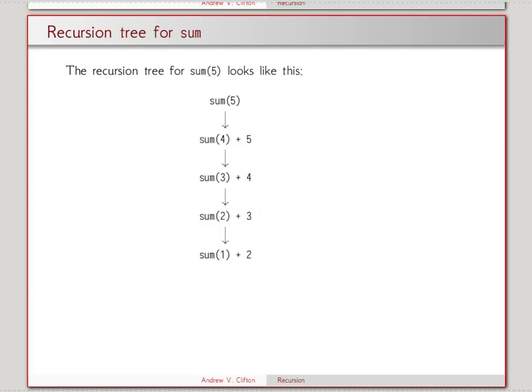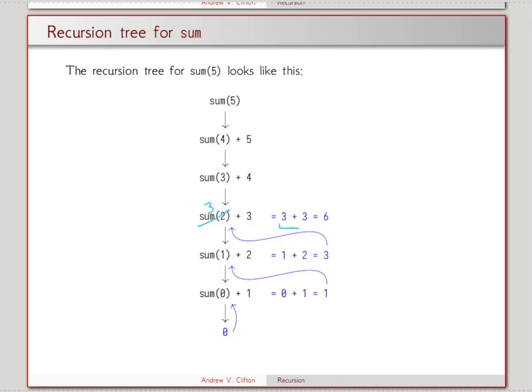2 turns into sum1, 1 turns into sum0, and then sum0 gives me a 0. So this is my base case down here. We're not doing any recursion, we're just going to return a 0. So on the way up, you can think of it as this function call here gets replaced with the return value, which is 0. So that becomes 0 plus 1, which is 1. And then that 1 works its way up here, so this is going to get replaced by 1. So this becomes 1 plus 2, which is 3. That 3 replaces this, right?